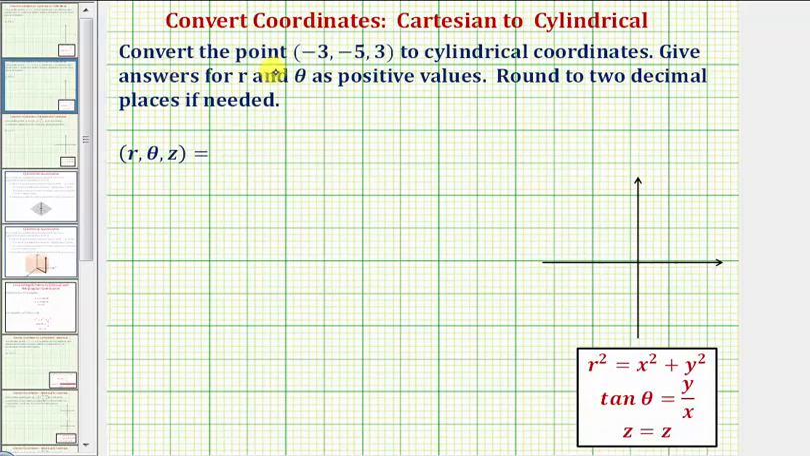We want to convert the point with Cartesian or rectangular coordinates -3, -5, 3. We want to use positive values for both r and theta, and we're asked to round to 2 decimal places if needed. So because the given point has Cartesian coordinates, we know x equals -3, y equals -5, and z equals 3. To find the cylindrical coordinates, we'll need to find r, theta, z using our formulas here below.